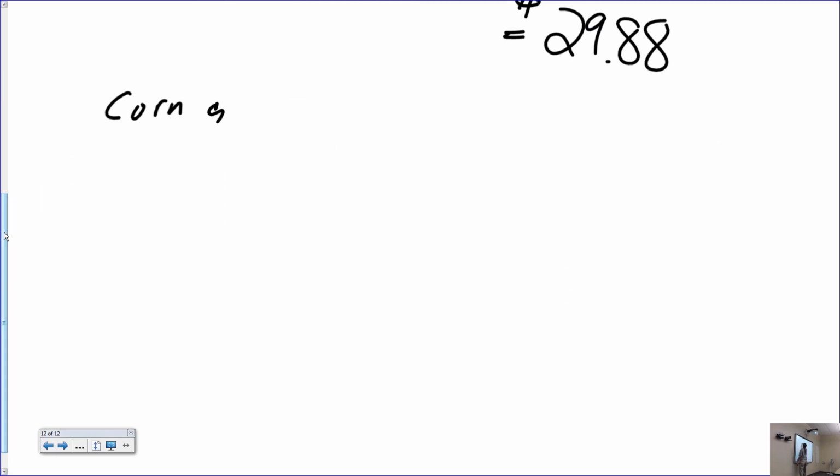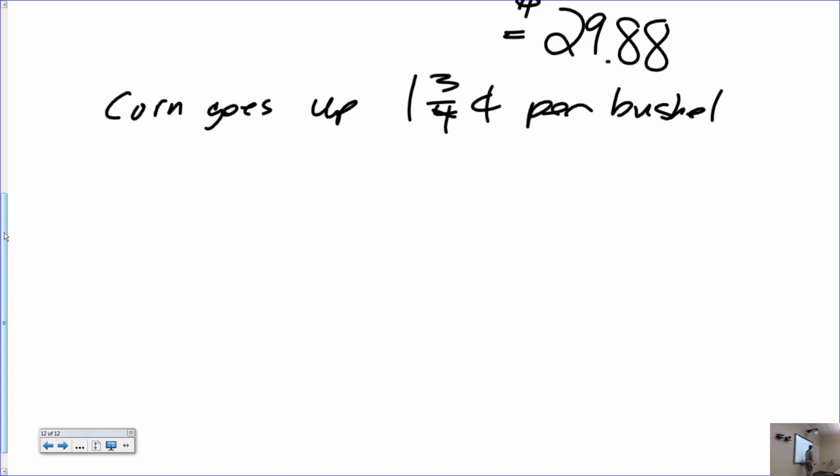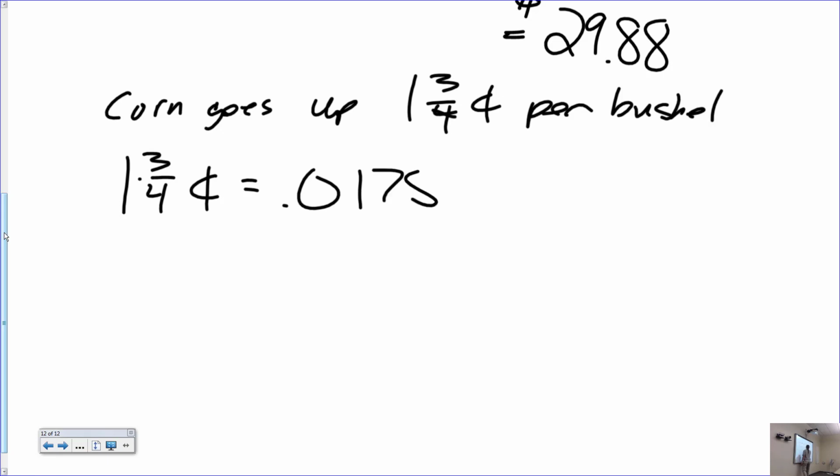Corn goes up 1 3/4 cents per bushel. How do you write 1 3/4 cents in dollars? .01. No. What's 3/4? 7.5. So this is how much money times however many bushels of corn you are growing that you are going to earn extra because of that 1 3/4 cent increase, right?